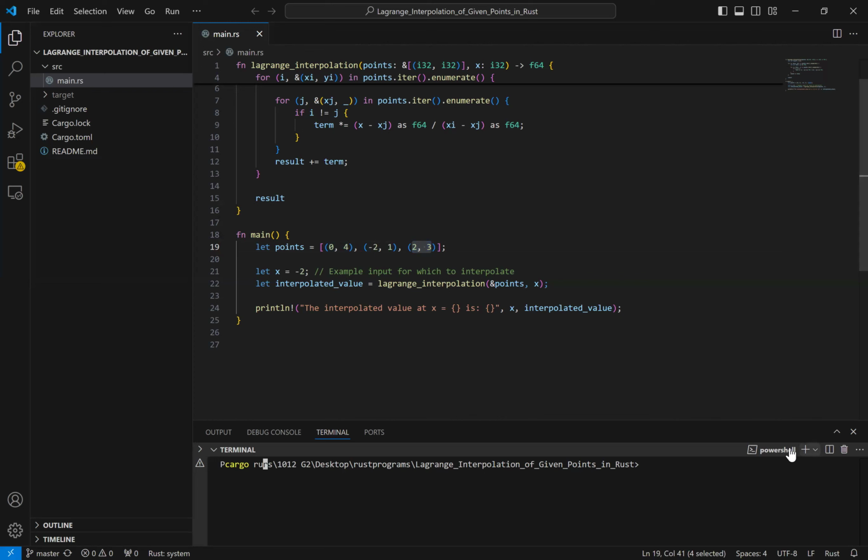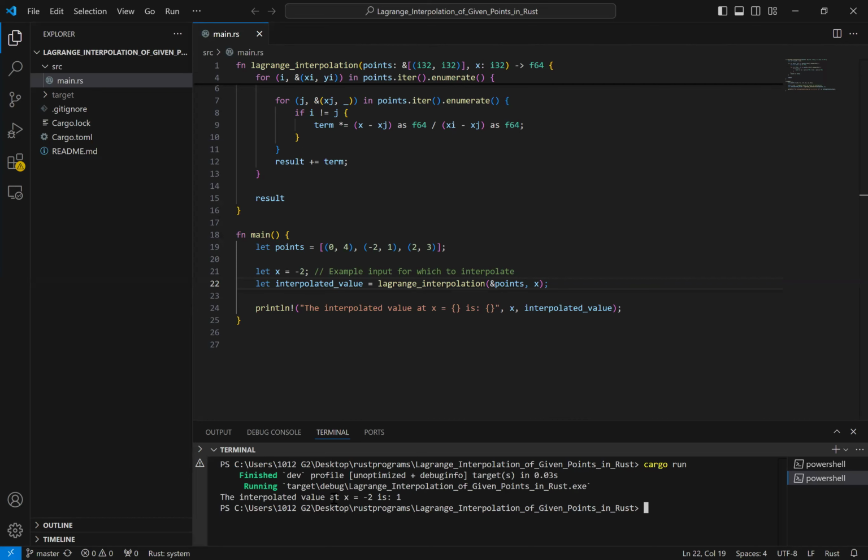Excellent. Of course, after running it, I've asked it to give me the value of y when x is negative 2. I run it. It tells me when x is negative 2, the value of y will be 1. That's what it's telling me. Let me now ask it to give me the value when x is 1.